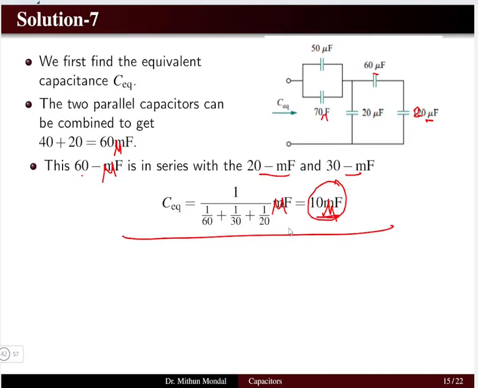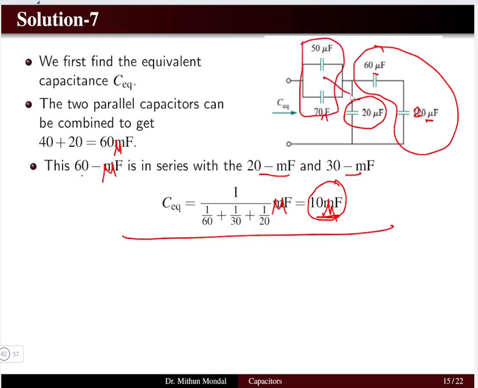Combined with solution number 6, the same process we are going to follow, because these two capacitors will be in series, which will be in parallel with 20 microfarad, and then these two capacitors are in parallel, which will come in series combination. So 10 microfarad is basically the C equivalent.